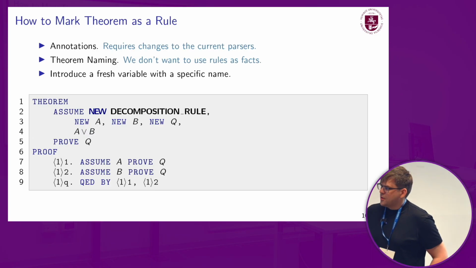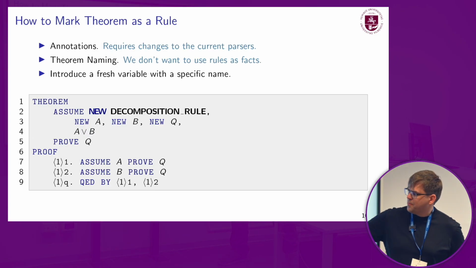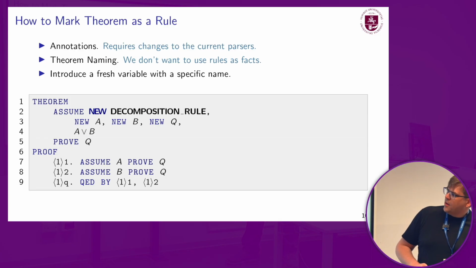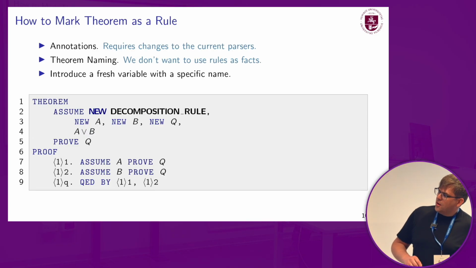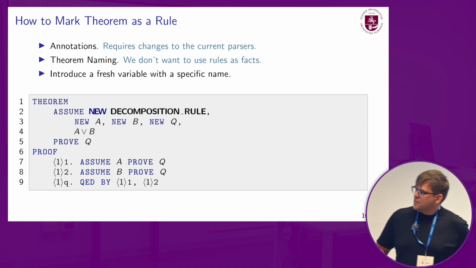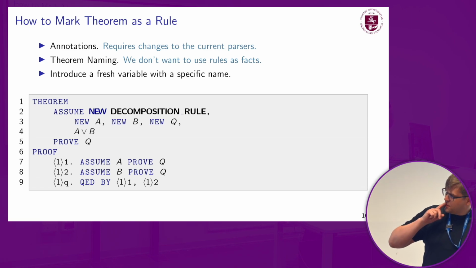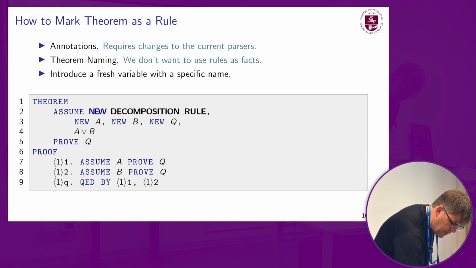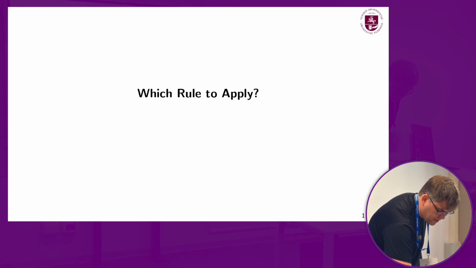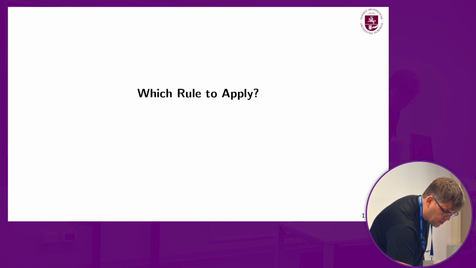One of the proposals which I took now is to introduce a new fresh variable in the statement of the theorem, and by the name of that variable, the implementation might detect that this theorem should be applied as a decomposition rule. The rest is the same as on the previous slides. Now, we have stated how to encode the rule, how to identify which theorems are actually rules.